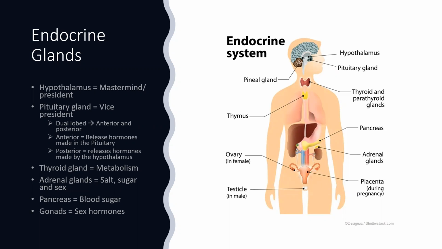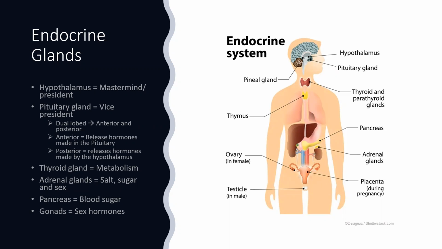The best way of thinking about this is the hypothalamus is going to be the mastermind, or the president, or the control system of the entire endocrine system. It's going to control everything. We'll talk about hormones and how it does that. Up next is the pituitary gland. It's kind of like the vice president, or the second in command.